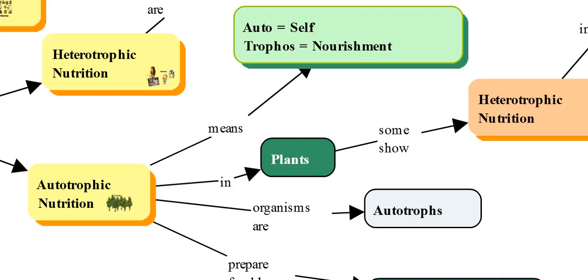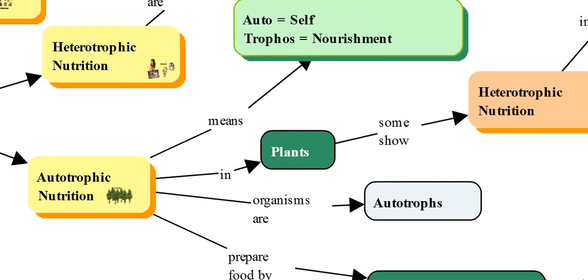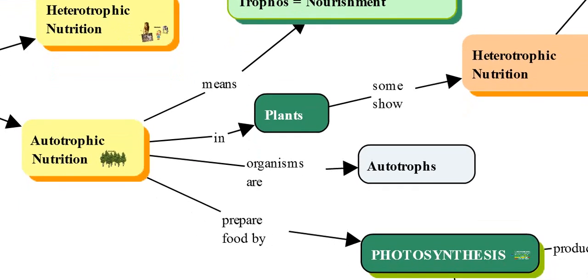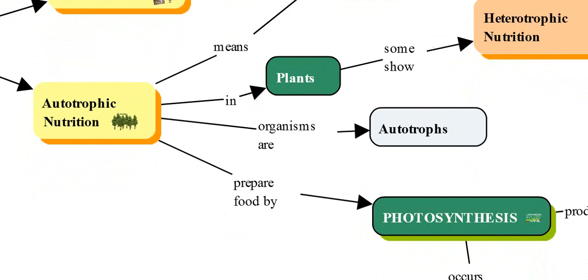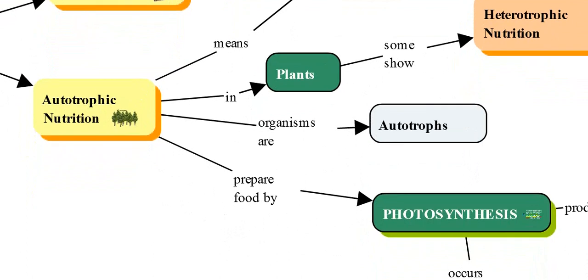Now, first let us discuss autotrophic nutrition. Auto means self, trophe means nourishment. They mean that the organism makes its own food. We can find autotrophic nutrition in plants, and the organisms which follow autotrophic nutrition are called autotrophs. These autotrophs prepare their own food by a process called photosynthesis.